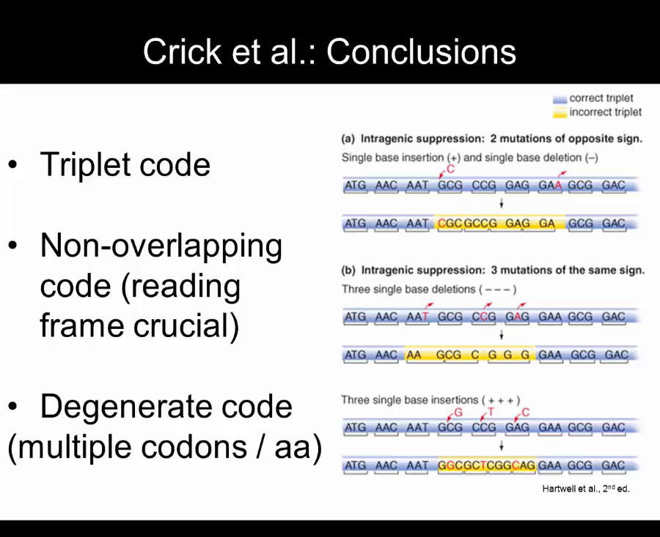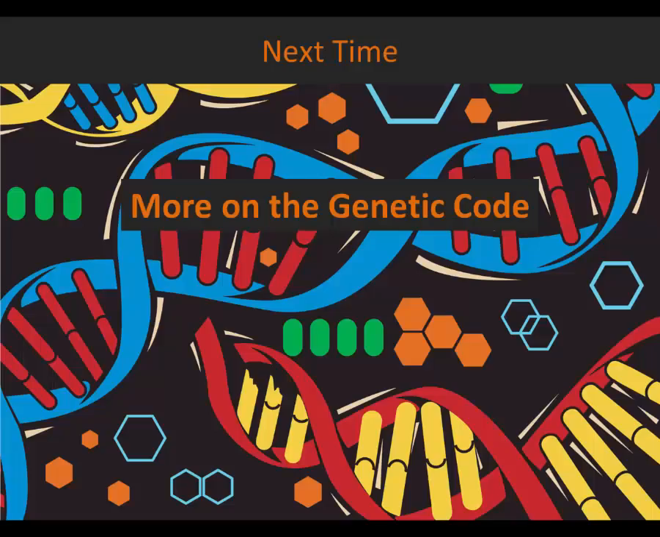It may or may not be obvious how their results supported these last 2 conclusions. So first I'm going to see if you can explain it to me, and then we'll go over it in class. That's it for this lecture. Next time we'll discuss the research that allowed us to identify which codons correspond to which amino acids.